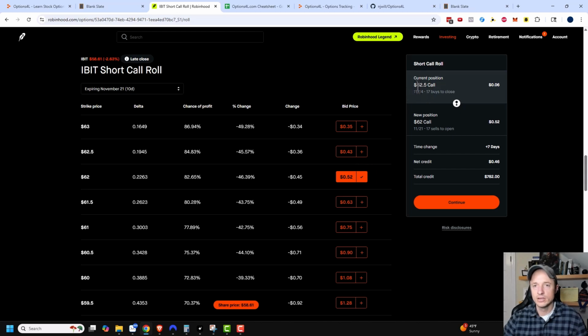So I am closing my current position, which has a November 14th expiration date, 62.50 strike price, and I'd be buying to close those 17 contracts. And I'd open up a new position then with an expiration a week further out, and I would lower my strike down by 50 cents. And so my net credit would be 46 cents, or total credit would be $782 if I wanted to take on that trade. So I just wanted to show you the same concept when rolling call options as it is with put options.